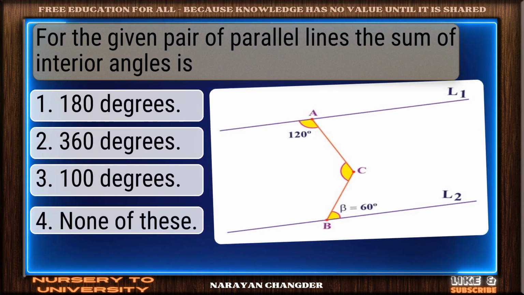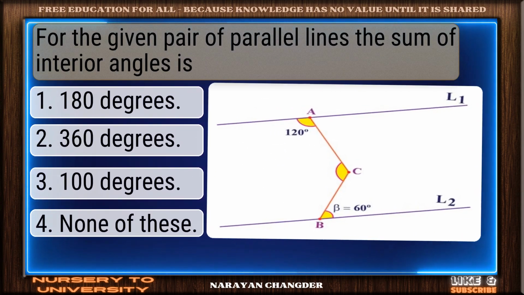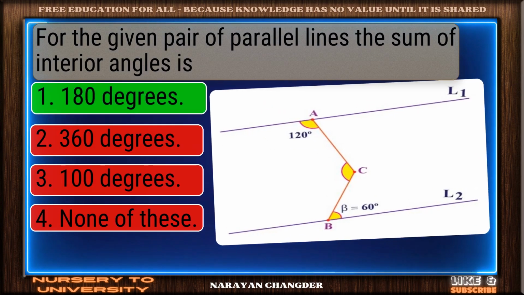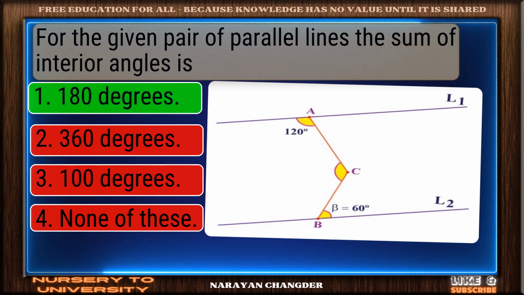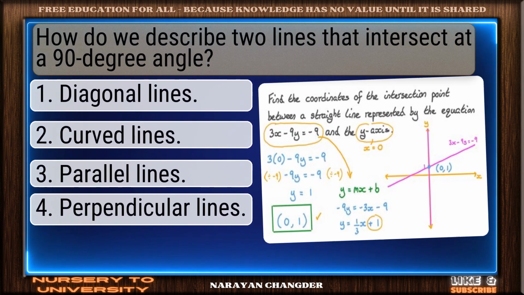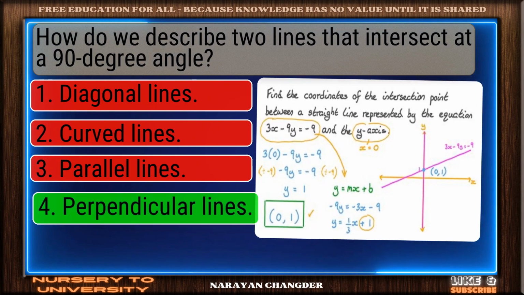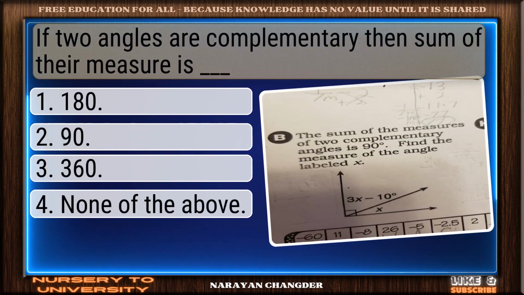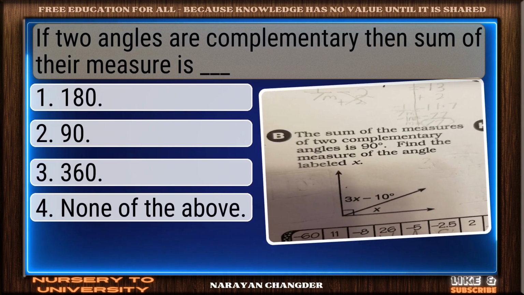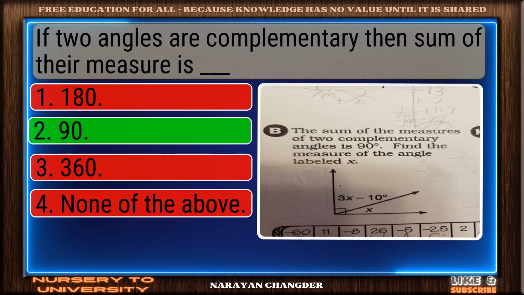Question number 109. For the given pair of parallel lines, the sum of interior angles is. Well picked. 180 degrees is the correct answer. Question number 110. How do we describe two lines that intersect at a 90-degree angle? Perfect. Perpendicular lines is the correct choice. Question number 111. If two angles are complementary, then the sum of their measure is dash. Excellent. 90 is a brilliant choice.